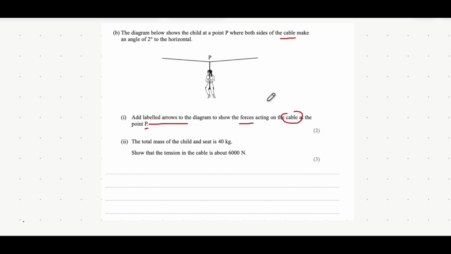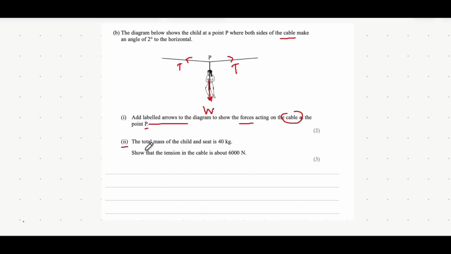Well, on the cable only, there's tension acting, and that applies whether it's a cable connected to a person, or a tow bar connecting two cars. Whenever two objects are connected, the object that's connecting them has tension going up it. Let's now use that to do part 2 of the question. By the way, acting downwards would be the weight of the person themselves, which we're going to take into account in part 2.